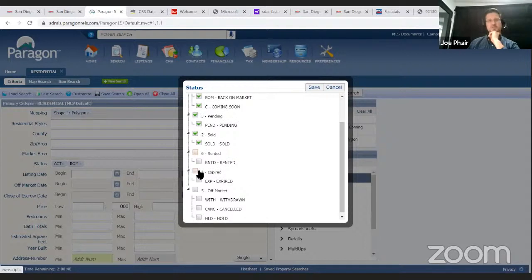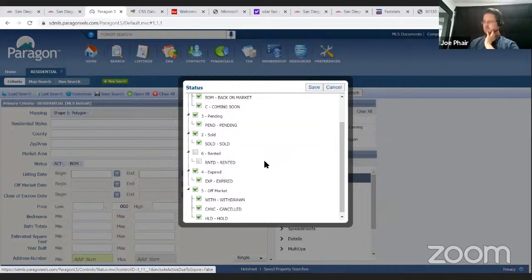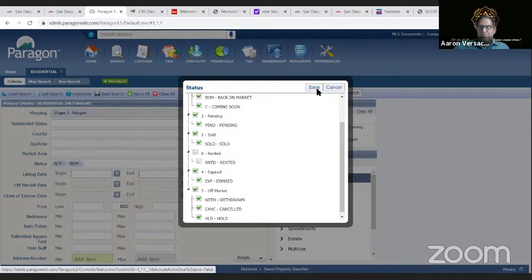You know, we don't care about rentals. Expired, off market. Why would you be checking expired and off markets, guys? Any idea? We can go back and call them. Maybe they change their mind, so we can put them in the market.